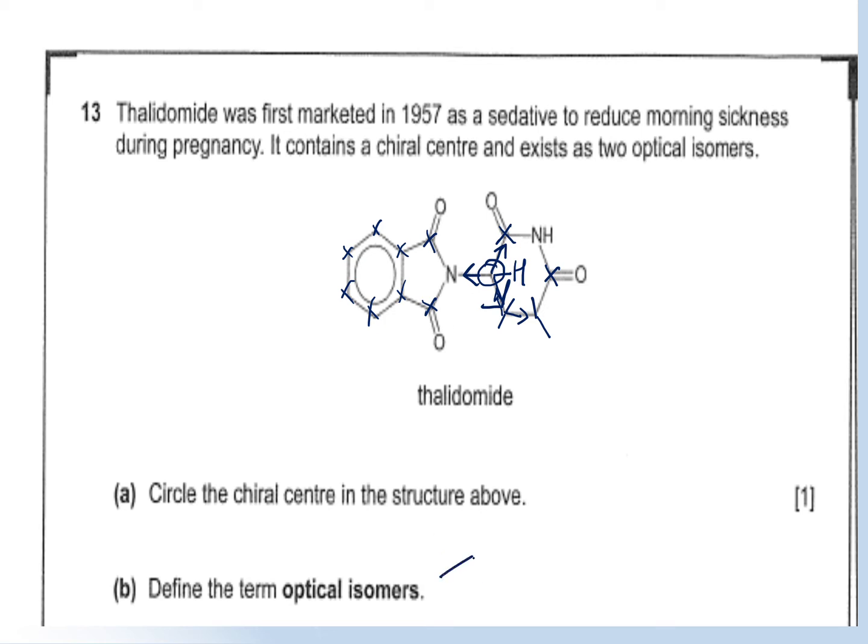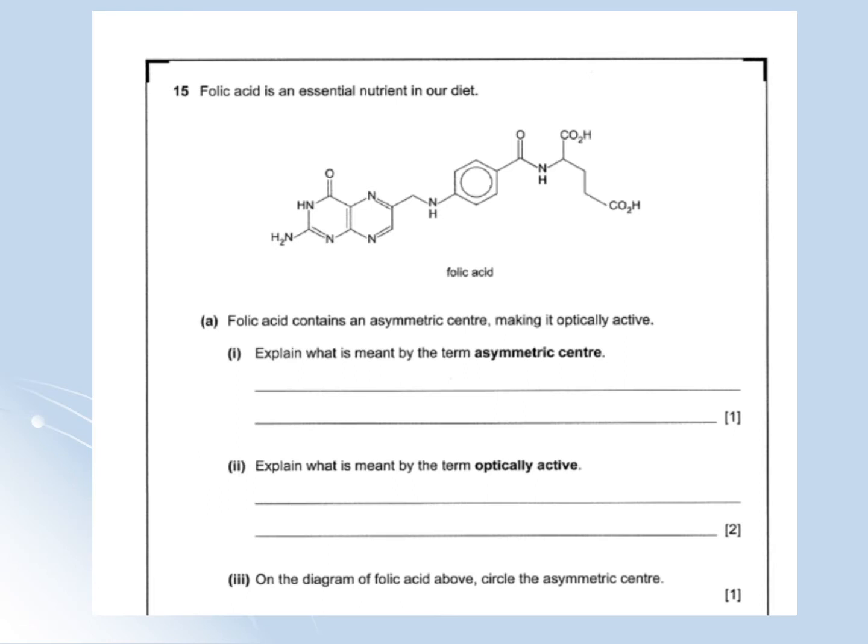To find the term optical isomers, well, those are 2 isomers with the ability to rotate plane polarized light. Okay, it's not a reference to the fact that it has a carbon with 4 different groups. That's a chiral carbon. In fact, that's the answer to the first part of this question. Explain what is meant by an asymmetric center. That is now your carbon with 4 different groups around it. Okay, so just for 1 mark. Alright, so that's your chiral carbon.